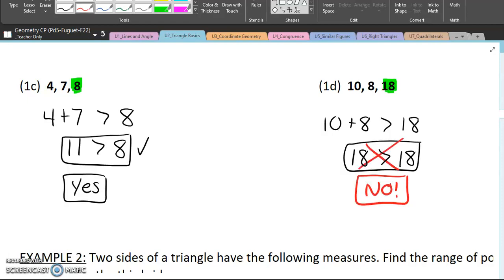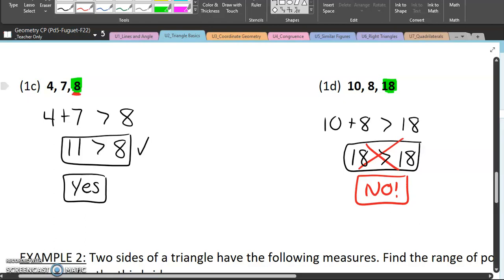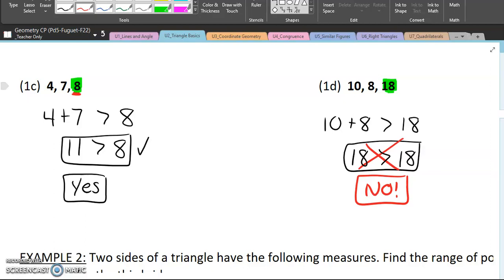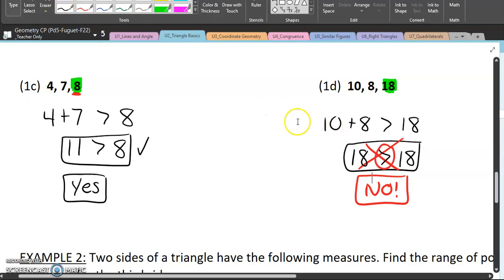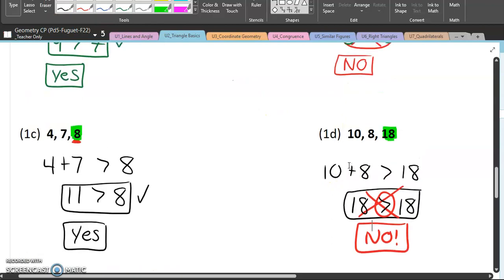Hopefully you've tried both the problems out, and for 1C we're going to get yes. 8 is the longest side, 4 plus 7 is 11, and so therefore this is a triangle. 1D we have to be careful with, because while 18 is the longest side, the two shorter sides are 10 and 8. This is going to give us 18 is greater than 18. And remember, it's greater than. It must be larger than. So in this case, it's equal, and that's still going to be a no.